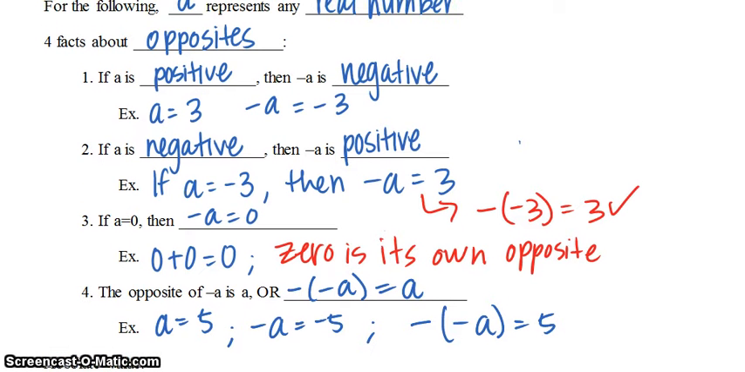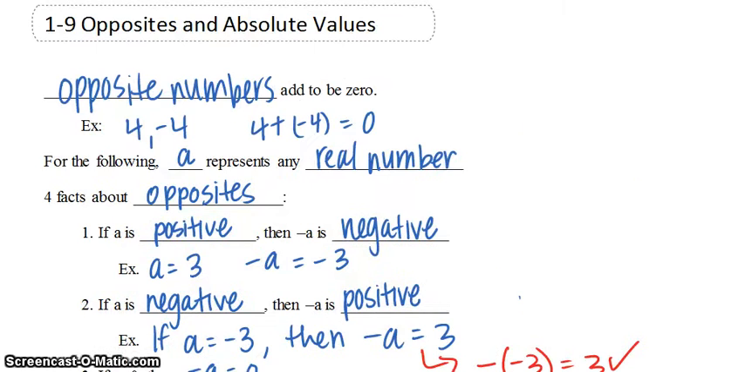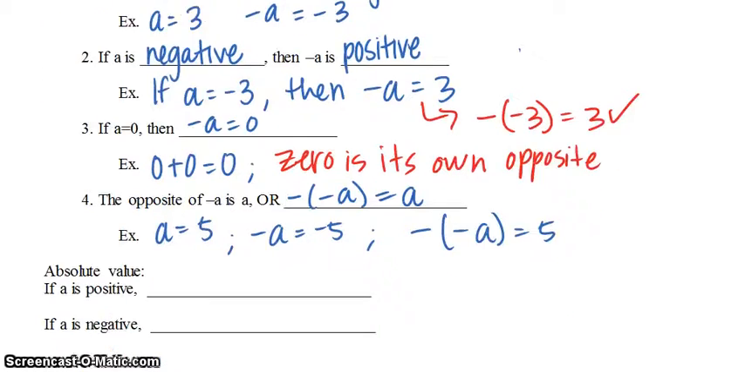I'm just laying out the facts for you, but really, if you have a number that's negative, its opposite is the same number but positive. If you have a number that's positive, then its opposite is the same number that's negative. Don't let this overly confuse you. It's just mathematically stating it.